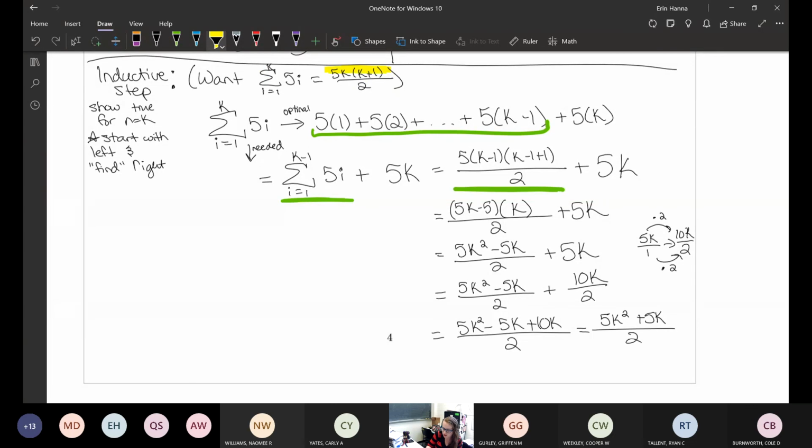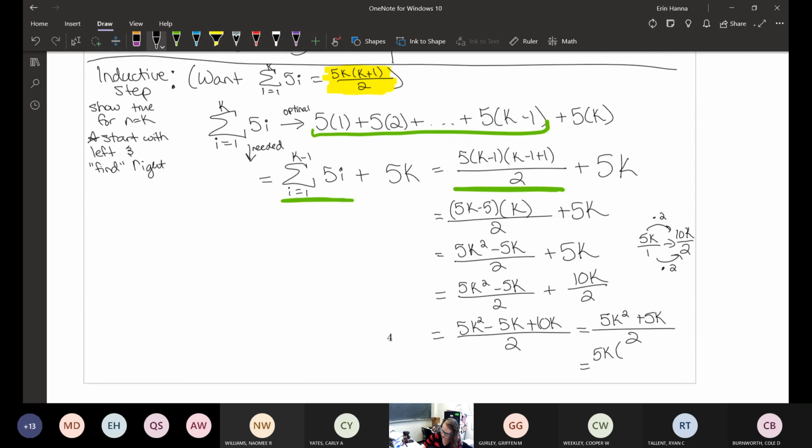Well, what we want is 5k times k plus 1 over 2. So we've got the over 2, that looks pretty good. Can I somehow turn this into a 5k times k plus 1? The answer is yes, if I just factor out a 5k from the numerator. Both of those terms in the numerator have a 5k in it, so I can pull that out.